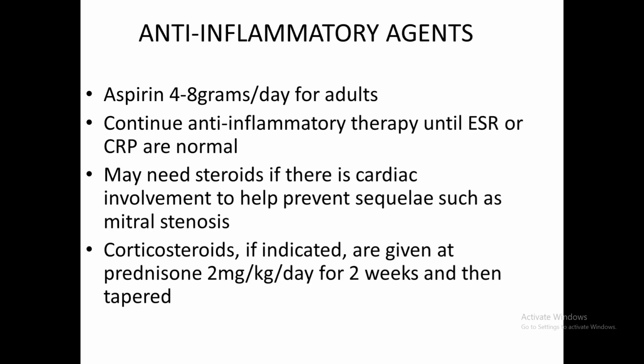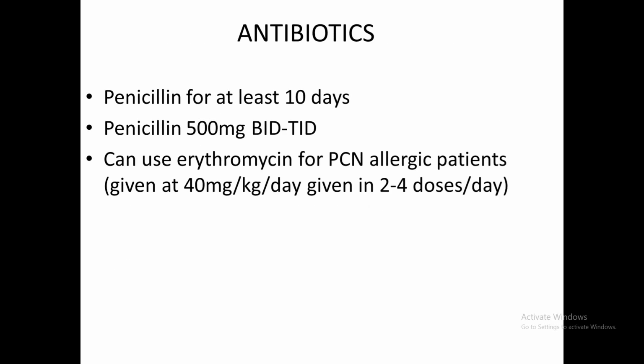The higher dose of aspirin is 4 to 8 grams per day for adults, and 1 to 4 grams for children. Continue the anti-inflammatory therapy until the ESR or CRP are normal. You may need steroids if there is cardiac involvement, such as pericarditis, or if a sequel occurs such as mitral stenosis. Steroids, if indicated, are given as prednisolone 2 mg per kilogram body weight for 2 weeks and then tapered off.